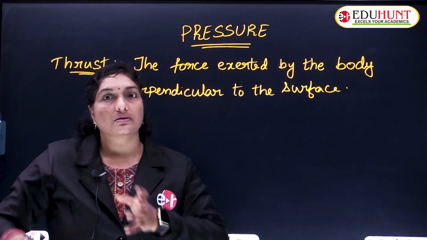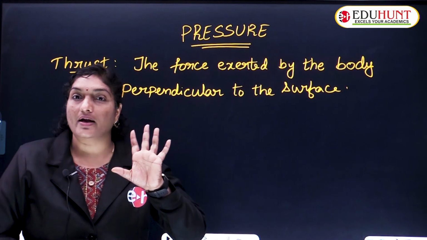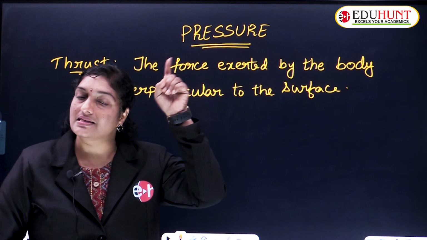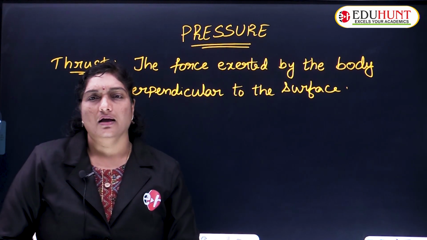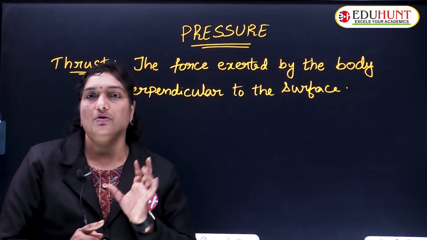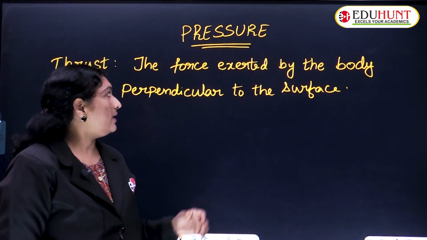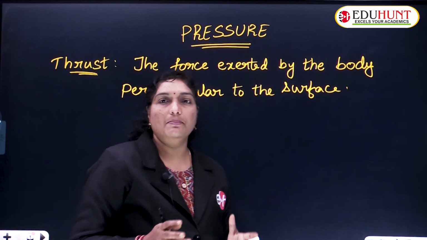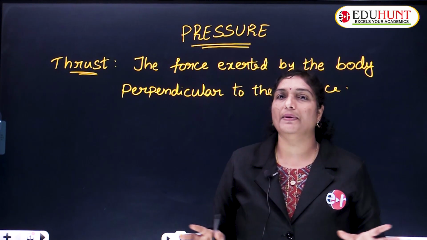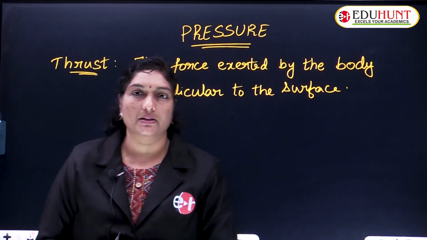Similarly, whenever a rocket is launched, the rocket exerts thrust in the upward direction. There the thrust is acting in the upward direction. Thrust is nothing but the force due to that particular body acting on the given surface. So the force exerted by the body perpendicular to the surface is simply called thrust. For this, let us consider a small example.